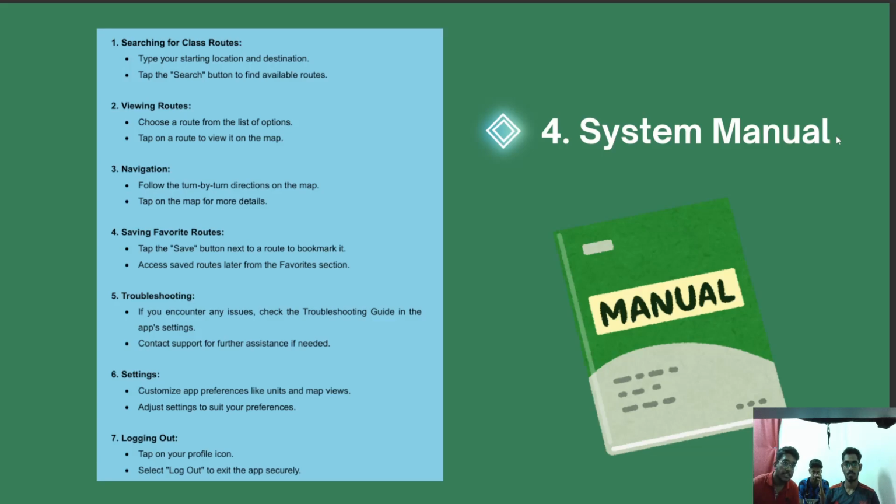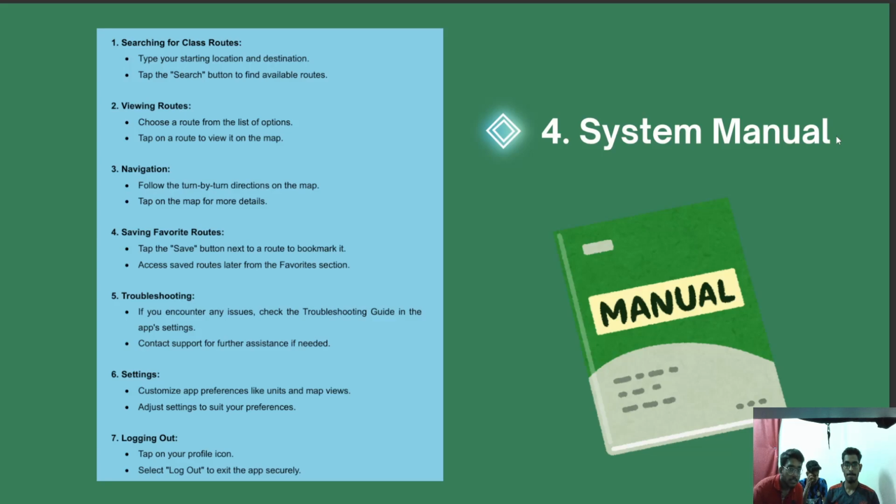And the third one is navigation. Follow the turn by turn directions on the map and tap on the map for more details. And the fourth one is saving favorite routes. Tap on the save button next to a route to bookmark it and access saved routes later from the favorites section. And the fifth is troubleshooting. If you encounter any issues, check the troubleshooting guide in the app settings. Contact support for further assistance if needed.